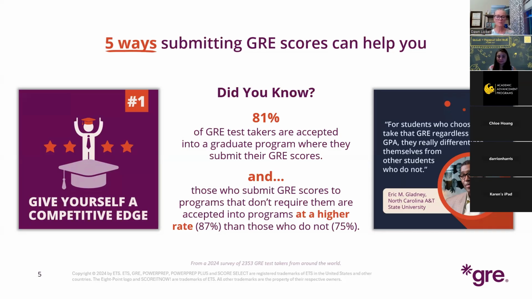You may not know this, but about 81% of GRE test takers are accepted into their graduate program where they actually submit their scores, even if it is test optional. And this was a survey of students that were accepted back in 2024. So if a program doesn't require scores, students are accepted at a higher rate if they submit those scores. Because what a GRE score does is it helps support your transcripts. So they look at those scores, they look at your transcripts, and they're like, yep, two pieces of evidence that show me beyond the shadow of a doubt that this student is academically prepared.